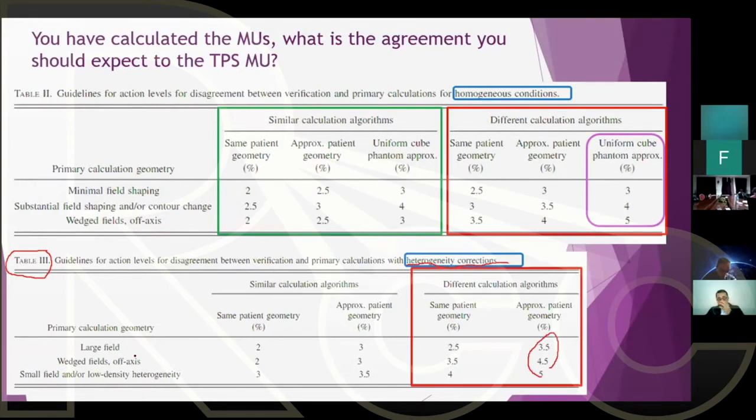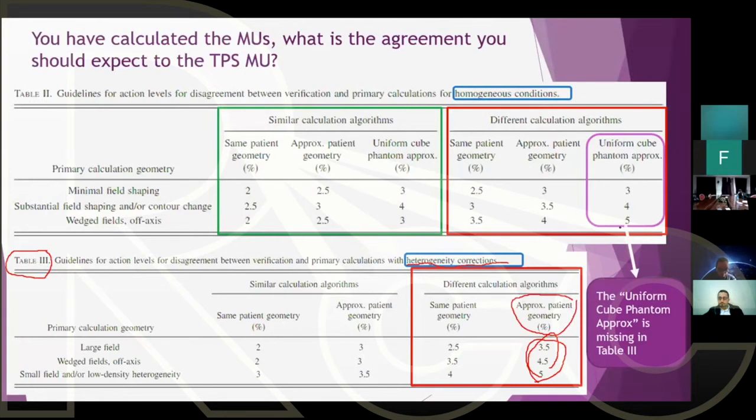If your planning system is using AAA, maybe your Excel sheet for sure is using regular hand calculation. Maybe your planning system is using Acuros and your sheet is using CCC. Usually it is a different calculation algorithm. So in these cases now you're looking at higher disagreement. But look at this. In Table 3 in the AAPM report, they did not put a uniform phantom. This is a different calculation algorithm, approximate patient geometry.